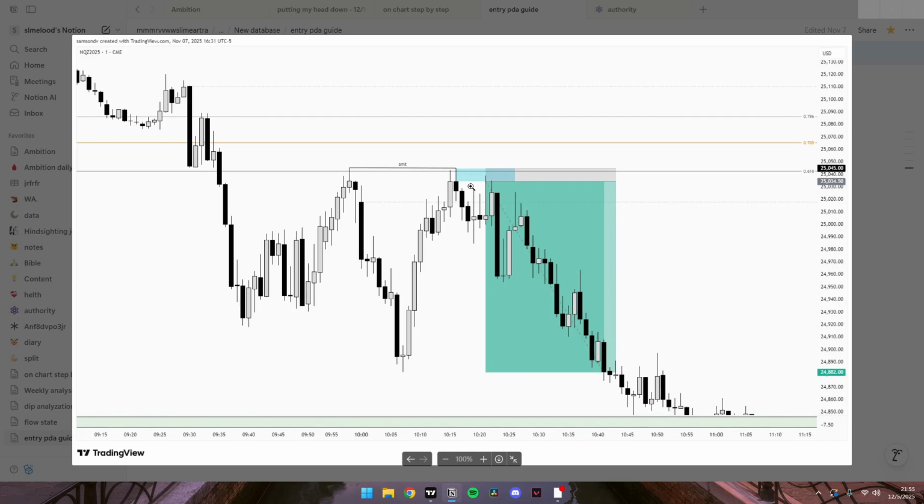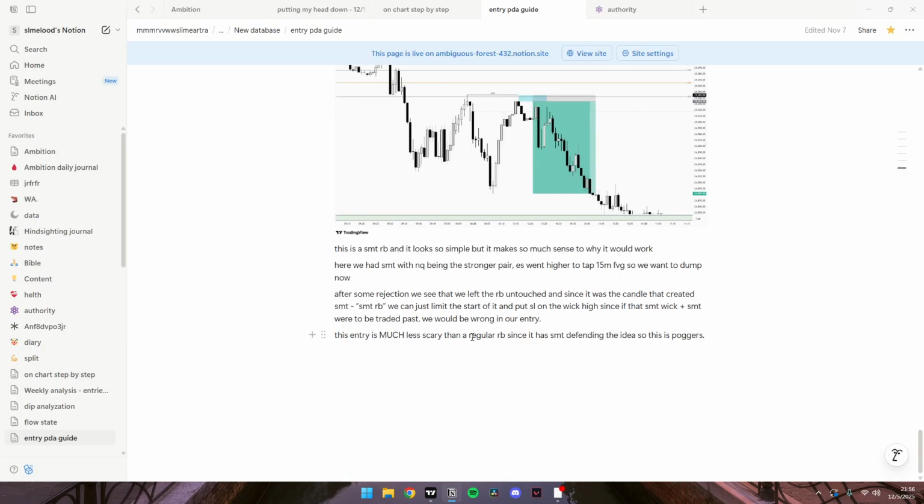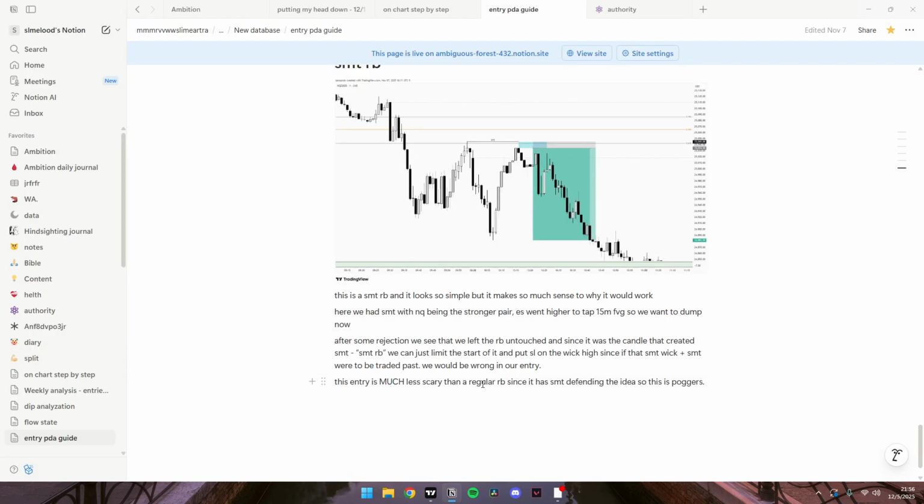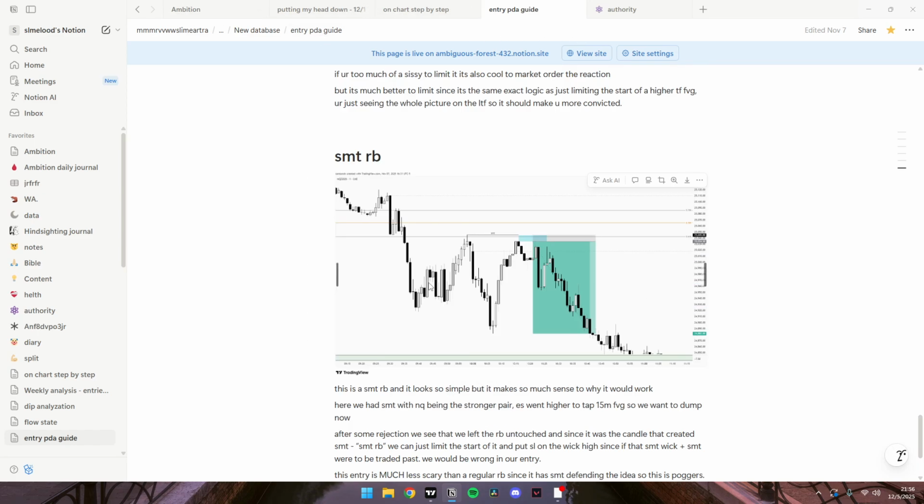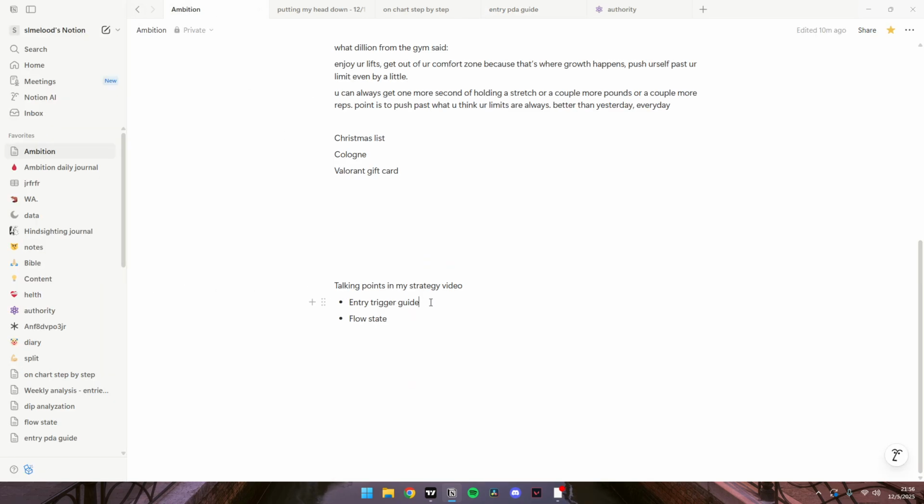I really don't even look for it that much, I'm not gonna lie, because I'm not just sitting on the 1 minute looking for SMT. But it's very good to know. It's some ball knowledge, and it makes it much less scary than a regular RB. I really never take regular RBs. And yeah, those are my entry triggers. That's confirmation, that's drawing liquidity done.